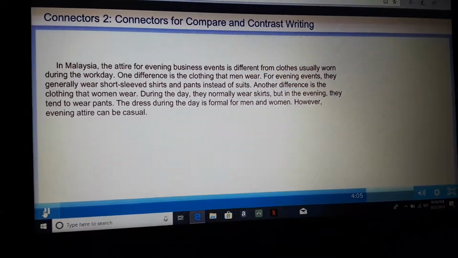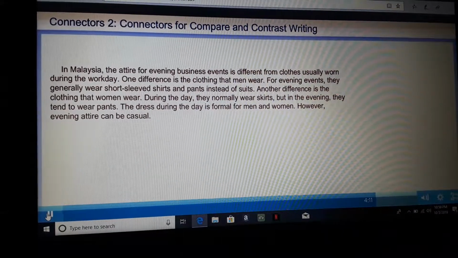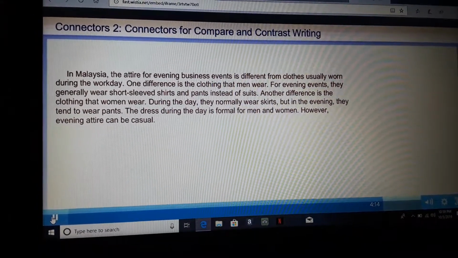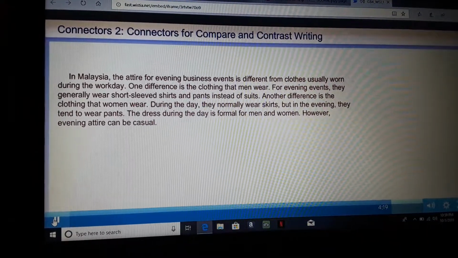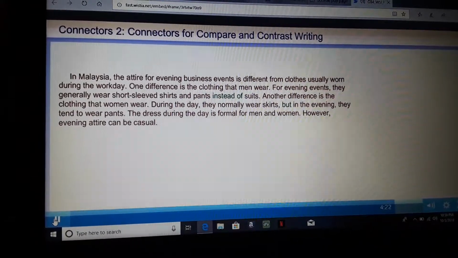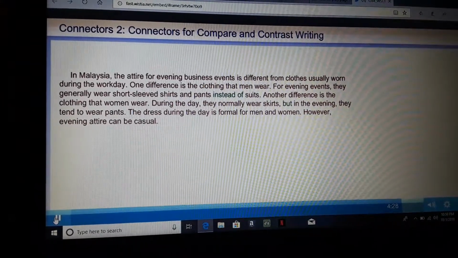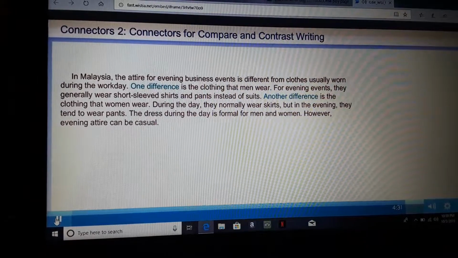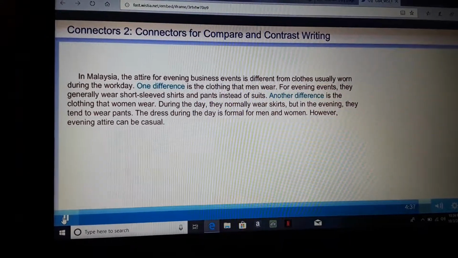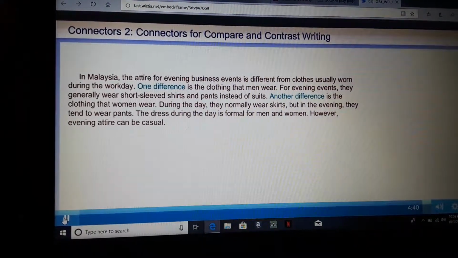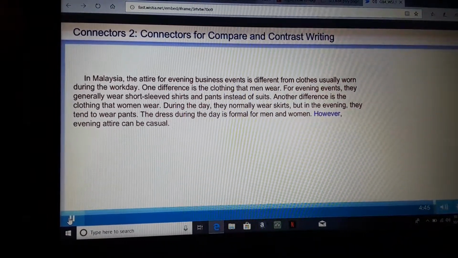Now look at these sentences from a comparison essay that discusses the differences in evening business attire and daytime business attire in Malaysia. Look at the connectors the writer used. Instead of and but, which are not transition words, link ideas within individual sentences. One difference and another difference are transition phrases that introduce new information. However, links an idea in one sentence to an idea in another sentence.